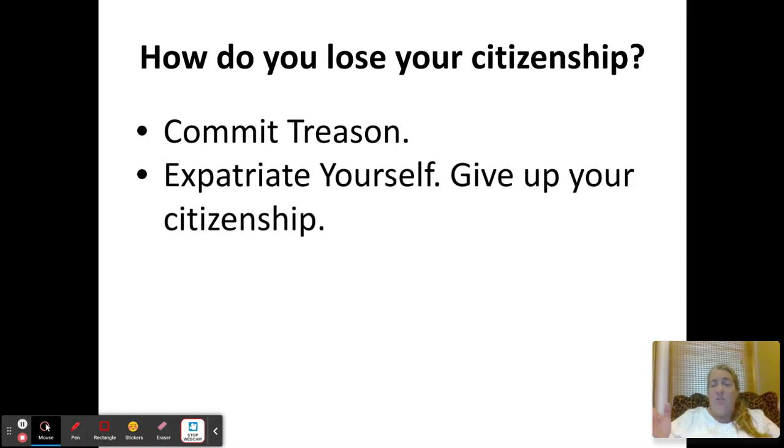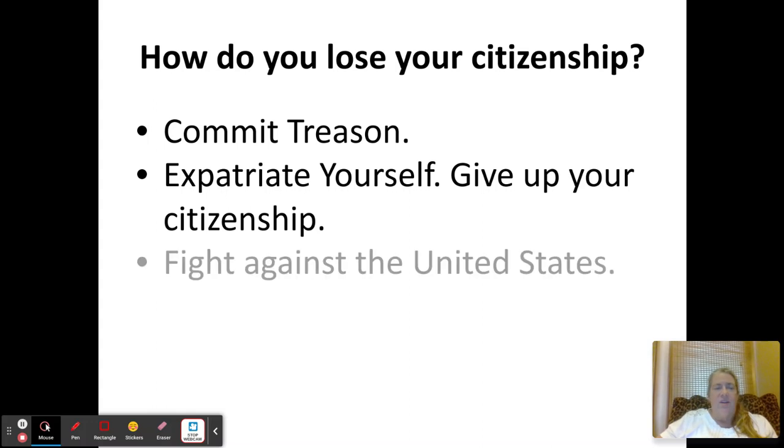You can expatriate yourself. That means give up your citizenship. Tom Hanks, American actor, he's no longer an American actor. He gave up his United States citizenship. So you can say, I no longer want to be a countryman or a countrywoman for this country.